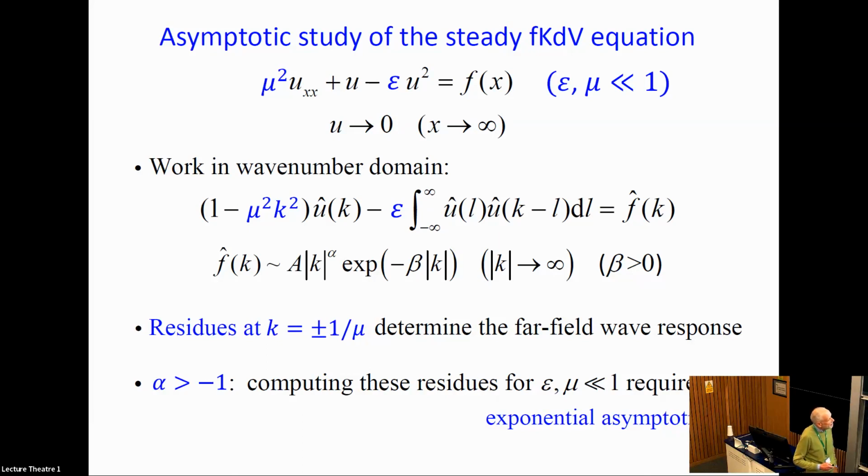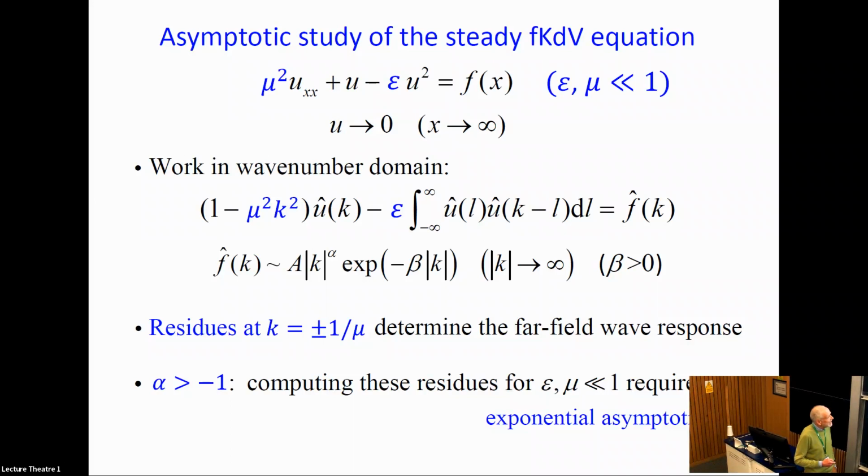And the question is, if you find the residue, then you're done. But the thing is, the residue depends on this nonlinear term, even though this is multiplied with epsilon in an order one way. This is interesting. And what is even more interesting is that depending on this power alpha, only if alpha is bigger than -1, computing these residues requires exponential asymptotics. How do you know these things? I'm not going to talk about them in detail.